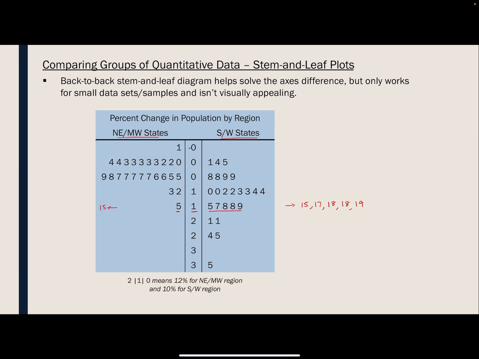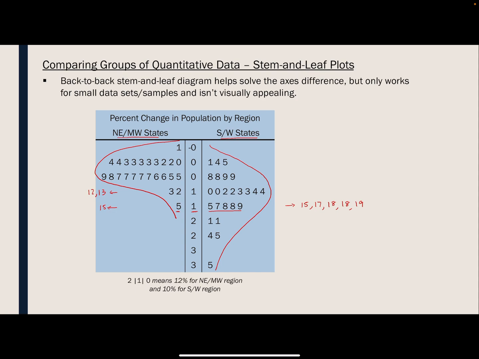Right, and like this one would be 12 and 13. So it's a little bit weird reading those backwards, but that's how to read a back-to-back stem and leaf diagram. But what's nice is that I can now look at the shape of the distributions on the same set of axes. So I can now see that if I kind of turn this sideways and I look at this histogram for the Southwest region, it's definitely more spread out than the distribution for the Northeast Midwest region.